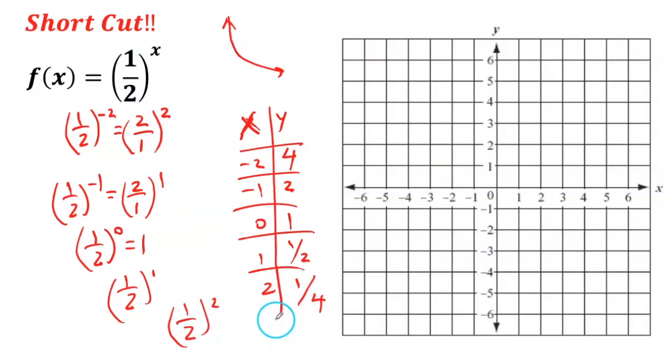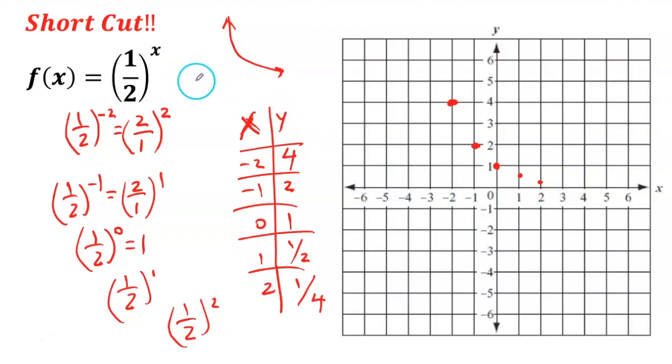And I have these points now. Okay? Let's plot them. -2, 4. -1, 2. 0, 1. 1, 1/2. 2, 1/4.